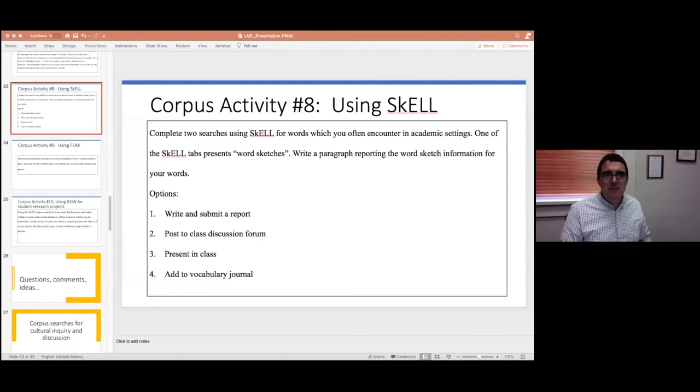Okay, let me toggle back to the slides. Where are we?